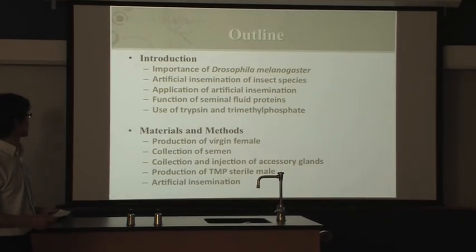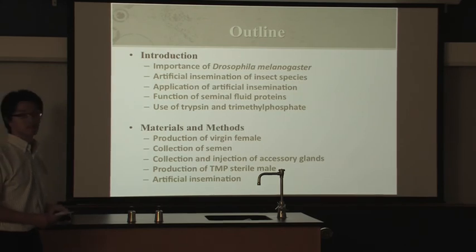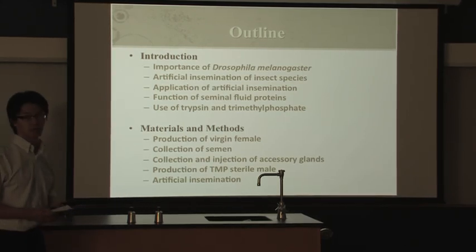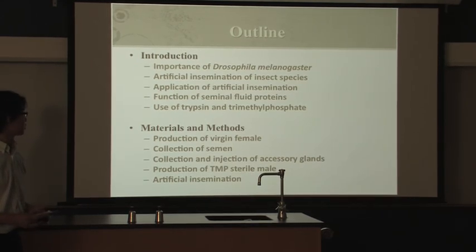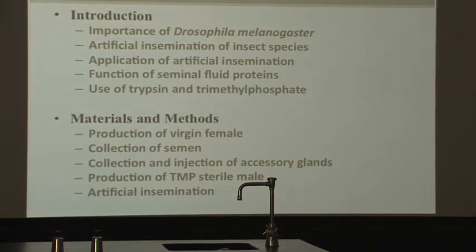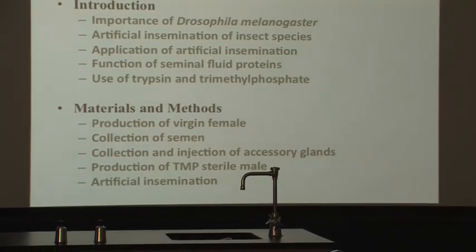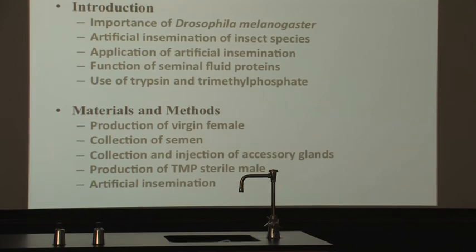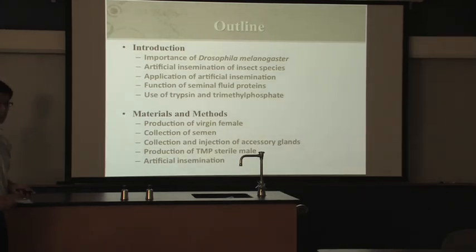The first is the importance of Drosophila melanogaster, the artificial insemination of insect species and the application of insemination, and the function of the seminal fluid protein and the use of trypsin and trimethylphosphate. And next, I will talk about the materials and the production of virgin females, the collection of semen, the injection of the SC gram, and the production of TMB sperm males, and then finally I will talk about artificial insemination.